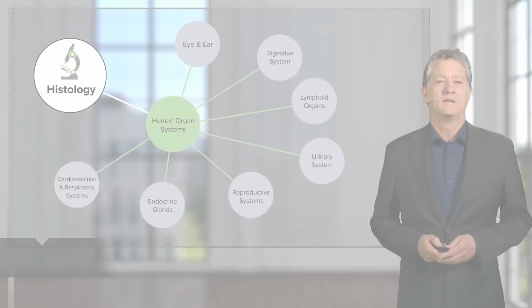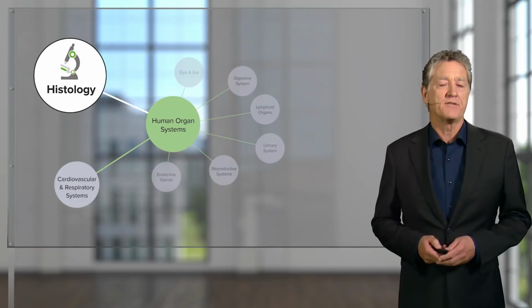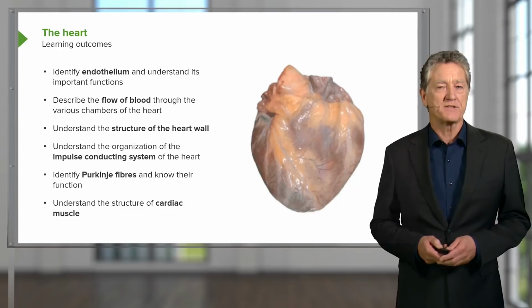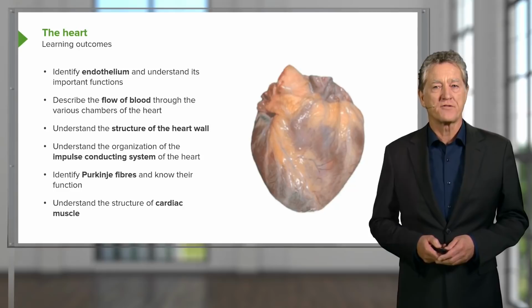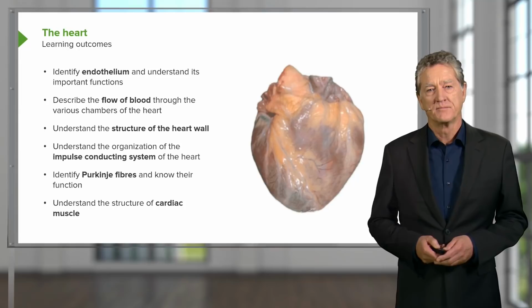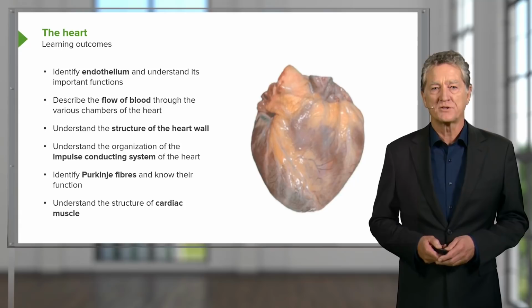In this lecture, you are going to learn about the histological structure of the heart. Hopefully, at the end of this lecture, you'll have a very good understanding of what endothelium is, that you'll understand the structure of the heart and how blood flows through the heart, and how the pumping of the heart is controlled by the impulse conducting system, and how Purkinje fibres are able to distribute impulses through the heart muscle.